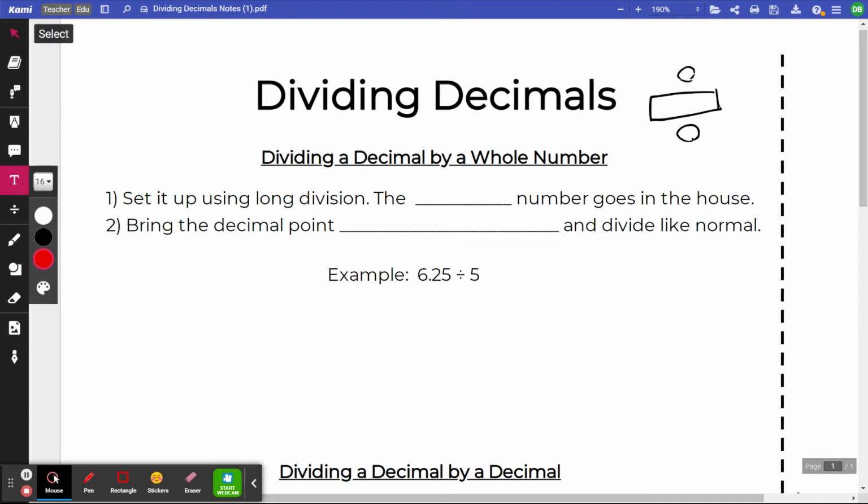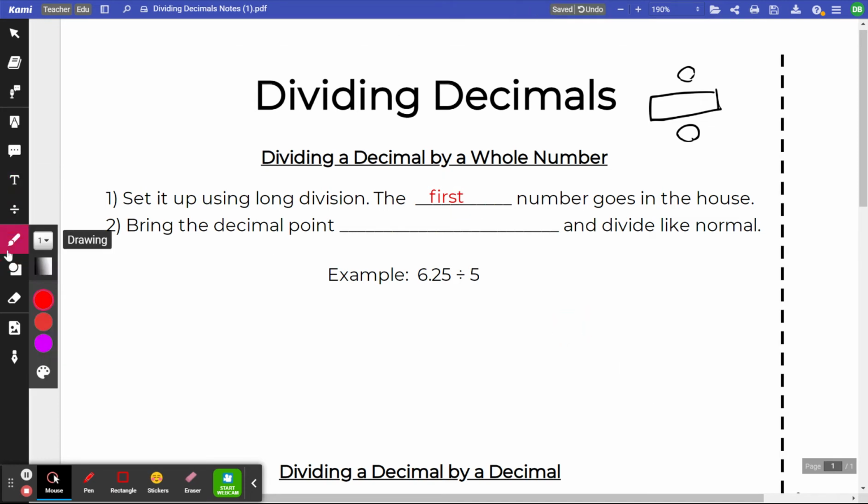All right, so we're going to start off with how to divide a decimal by a whole number. For example, something like 6.25 divided by 5. This is pretty easy. First thing you got to do is set it up using long division. When you do that, you always have to make sure the first number goes in the house. So I'm going to put 6.25 in the house because that is the first number. So 6.25 divided by 5.